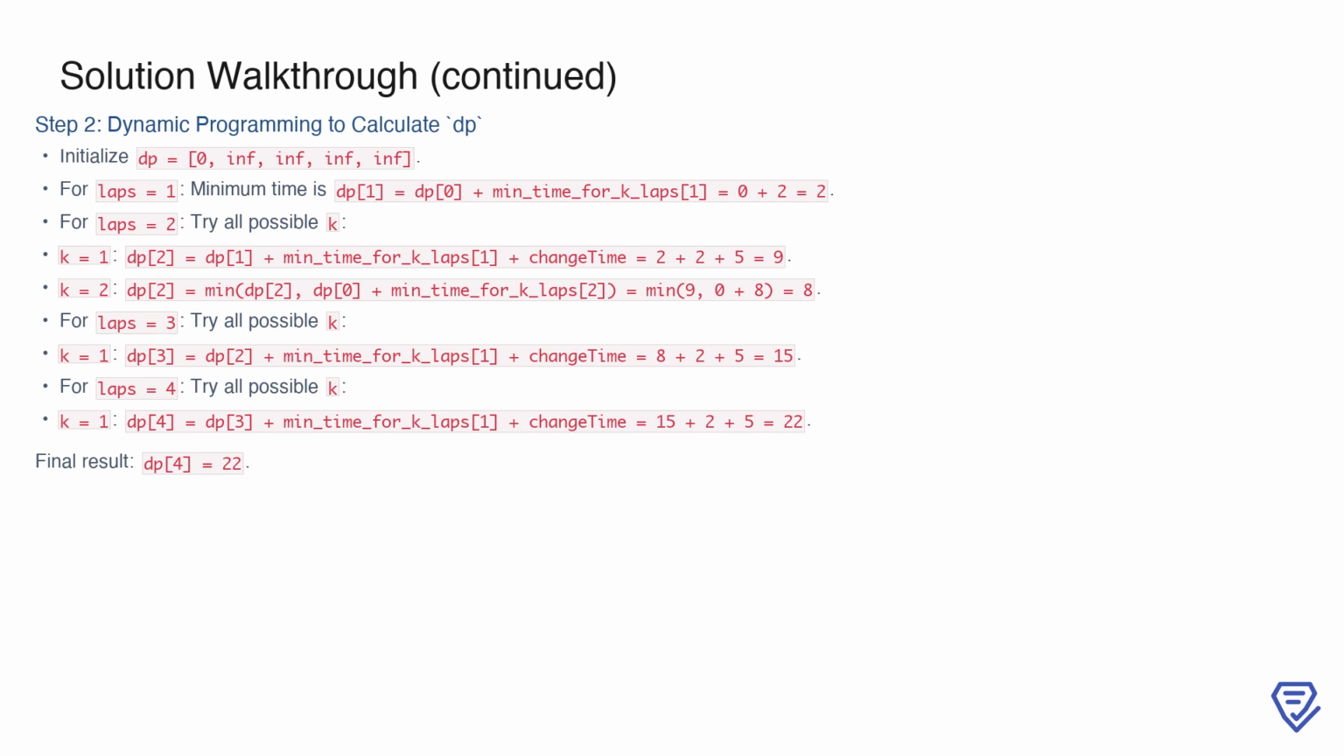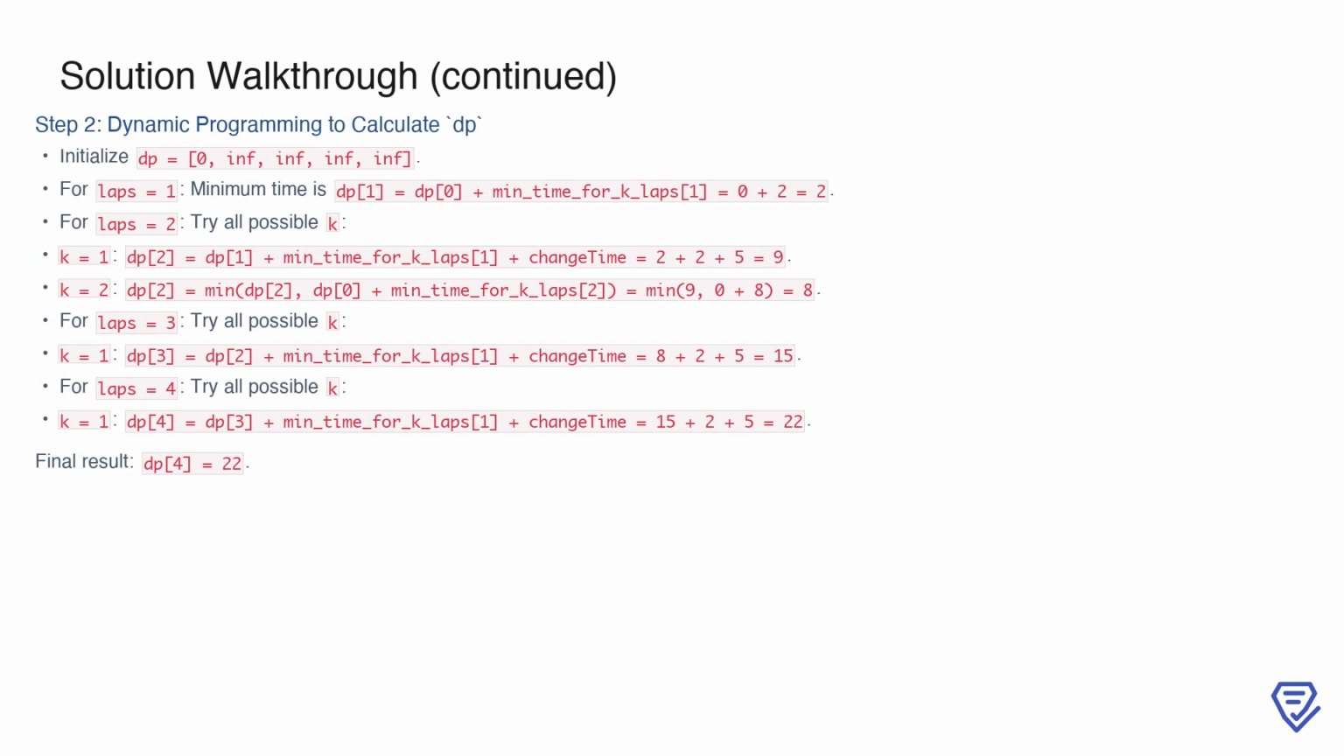For the second lap, we try all possible values of k. Using one lap at a time, dp[2] is updated to dp[1] plus min_time_for_k_laps[1] plus change time equals 2 plus 5 equals 9. However, by completing 2 laps without a change, the value becomes dp[2] equals min(9, dp[0] plus min_time_for_k_laps[2]) equals min(9, 0 plus 8) equals 8.